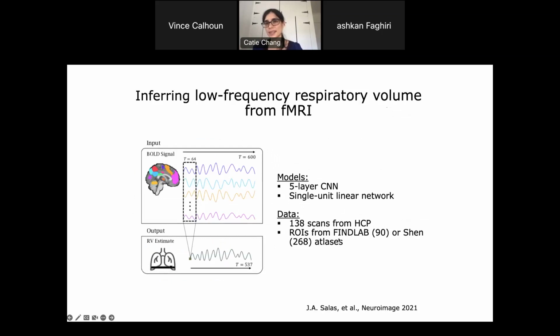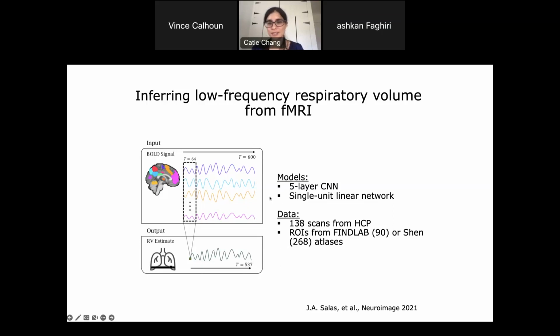So this was an initial attempt at this, where we again have this goal of taking fMRI data as input and trying to output a continuous prediction of respiration volume across the scan that would match as best as possible what we might get if we were able to record that data over the scan. And in this earlier study, we focused specifically on respiration volume changes.